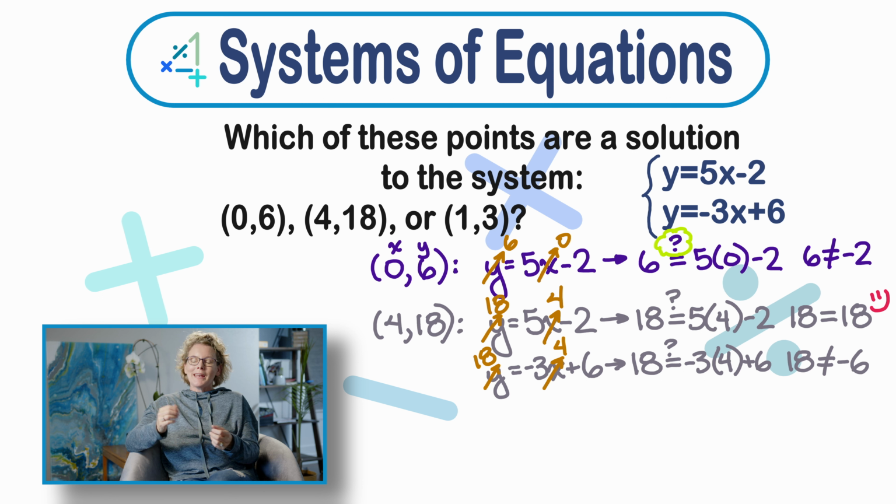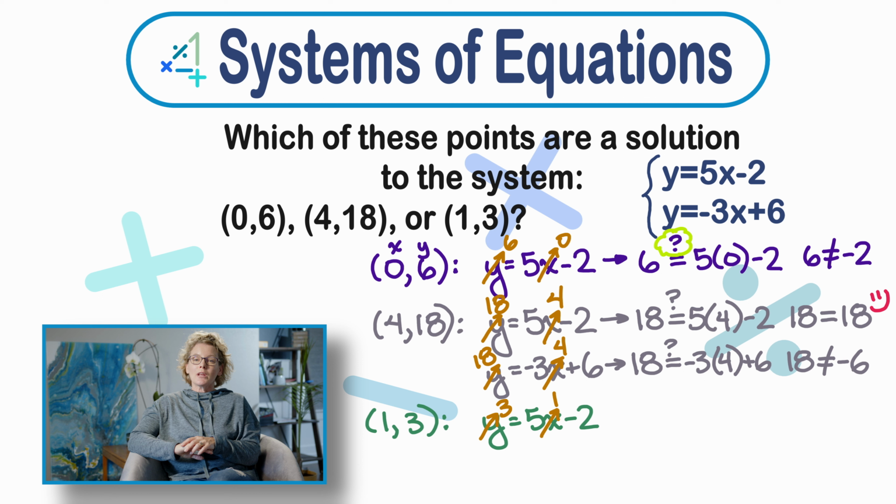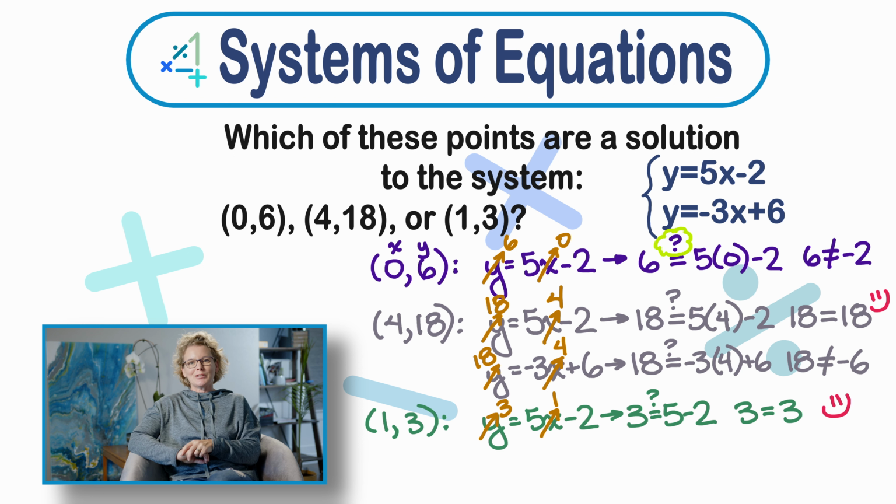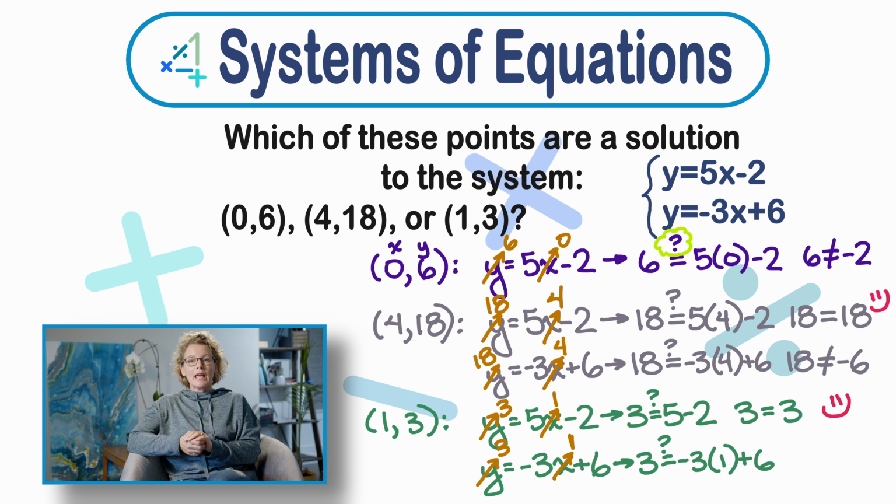Our last point and probable winner is (1, 3). Does 3 equal 5 times 1 minus 2? 3 does equal 5 minus 2. Yes, so that's great. Then the other equation: does 3 equal negative 3 times 1 plus 6? 3 does equal negative 3 plus 6. Yes, so the solution to this system is the point (1, 3).